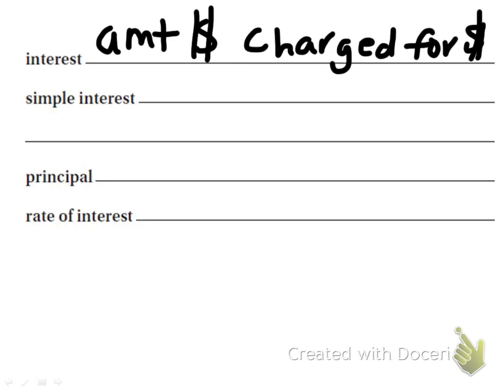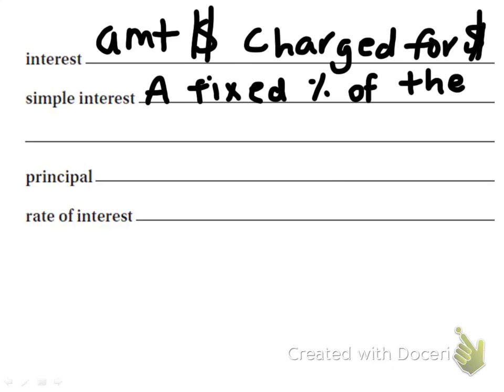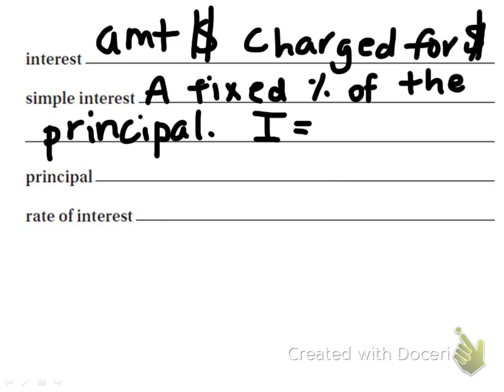Simple interest is a fixed percent of the principal. You'll be very lucky to get a simple interest loan which will stay fixed over a set number of years. And the formula for simple interest is I equals P, the principal, times R times T. And that will be the formula you are using today.